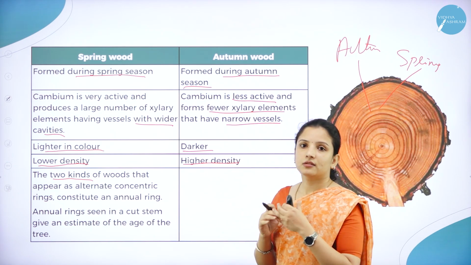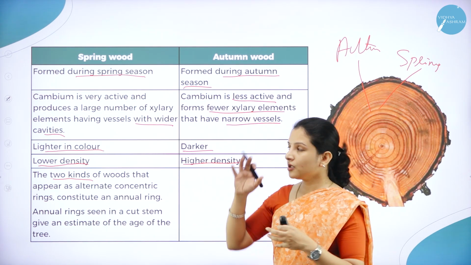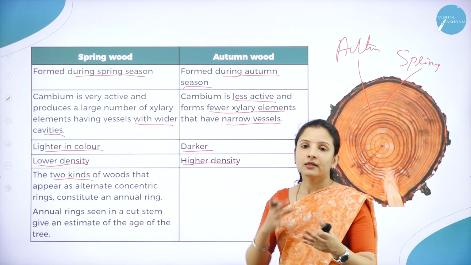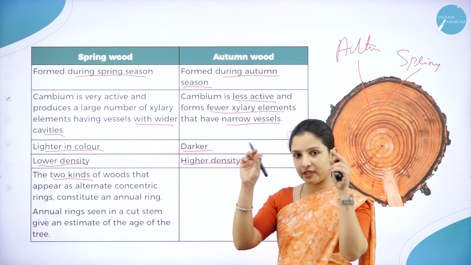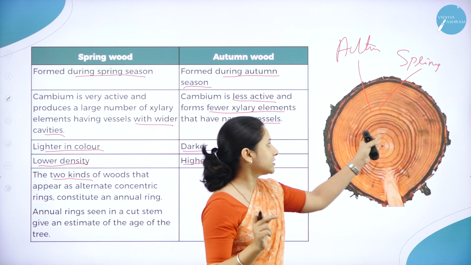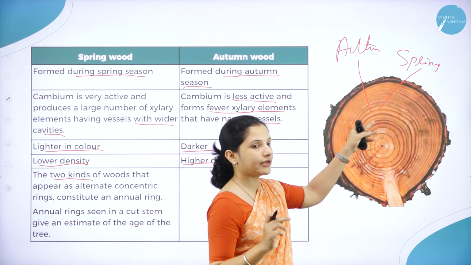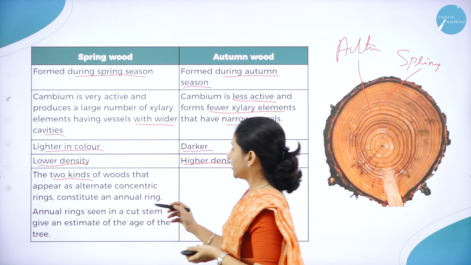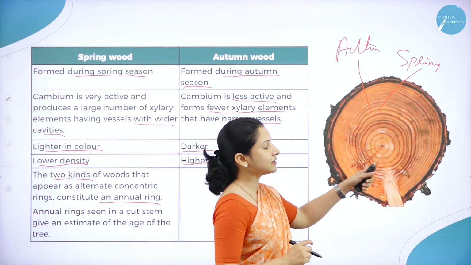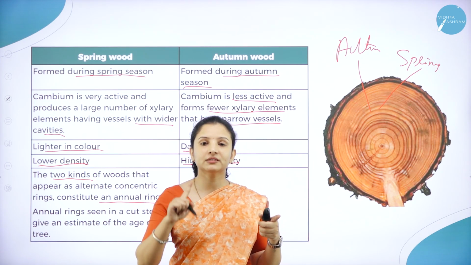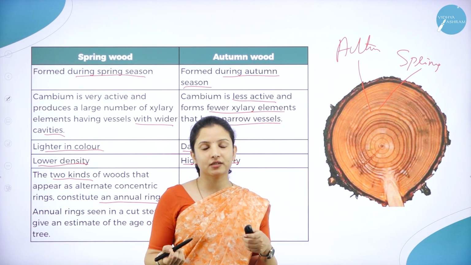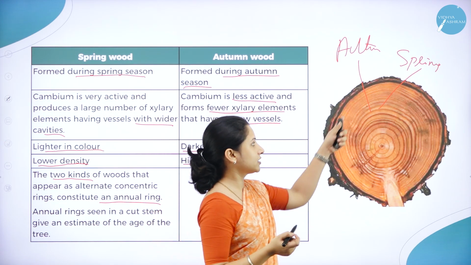So how can you differentiate the spring wood and the autumn wood? Because they appear in layers. There will be a dark layer, a light layer, a dark layer, a light layer, just like this. There will be an arrangement of dark and light. Therefore, they constitute an annual ring. Such an arrangement is called an annual ring. Why annual? Because every year it is formed. Every year there will be a spring season and every year there will be an autumn season. Therefore it is an annual ring.